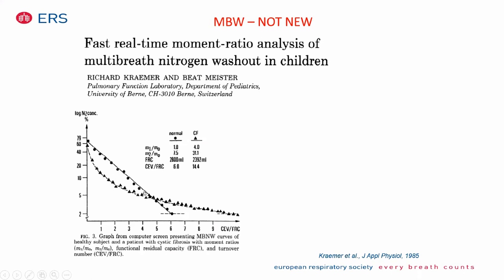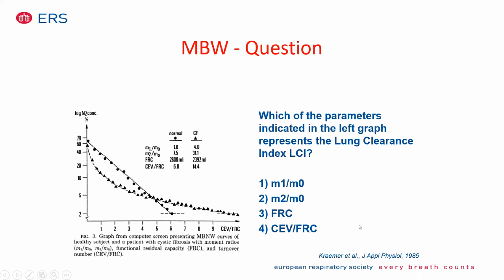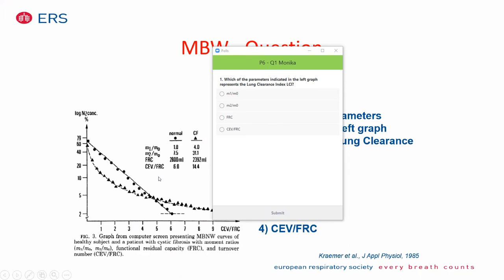You see that the washout is much longer in a cystic fibrosis patient compared to the straight washout in a healthy subject. And he calculated the lung clearance index and also looked at some other parameters. But my question here is, which of the parameters indicated on this figure is equivalent or represents the lung clearance index? Is it M1 over M0? Is it M2 over M0? Is it the FRC, functional residual capacity, or is it CEV divided by FRC? And you can vote now.